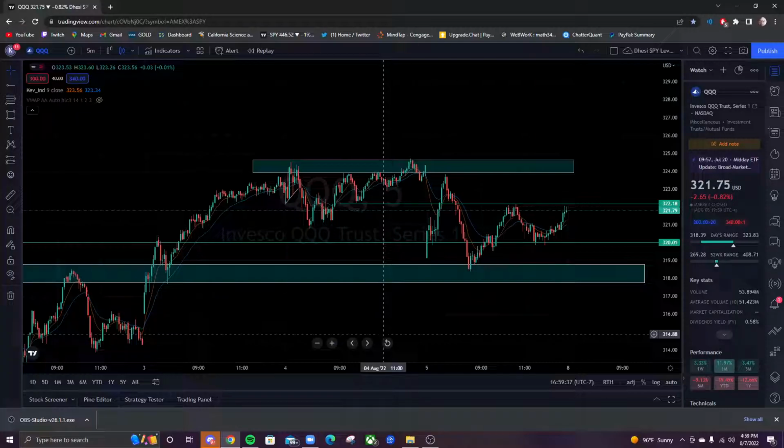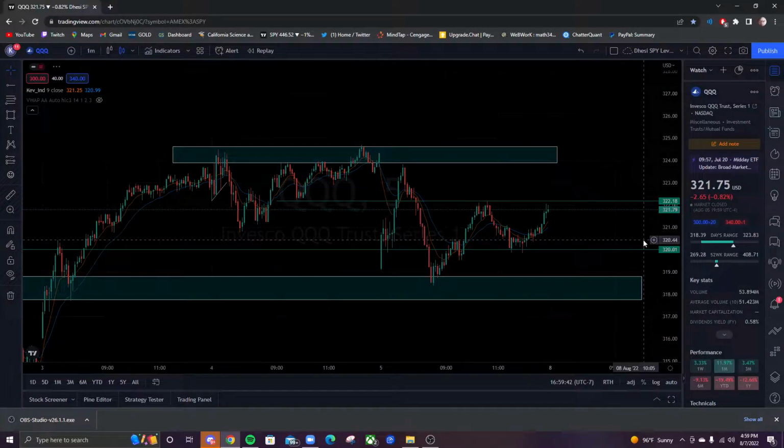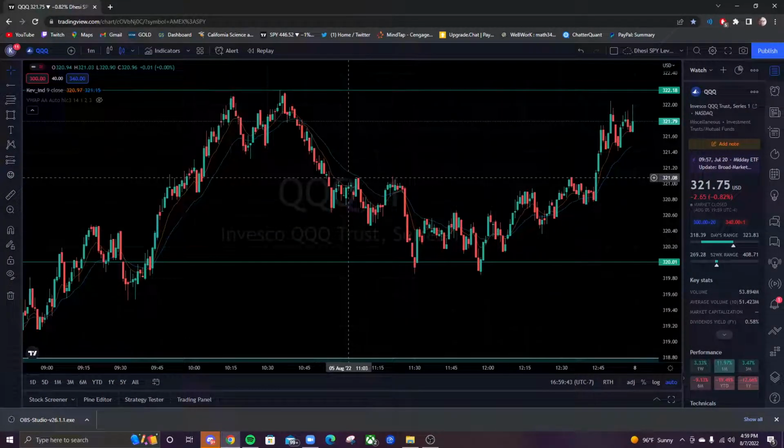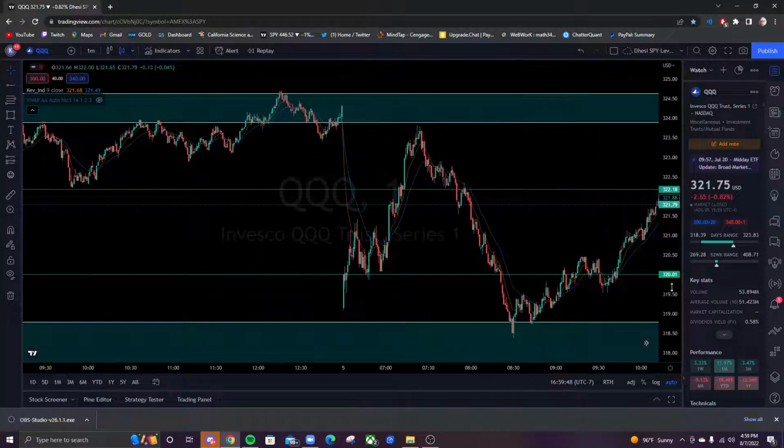I hope this made sense. It's a very basic understanding of supply and demand and how I use the EMAs to play with it, how to play puts or calls based off of it.